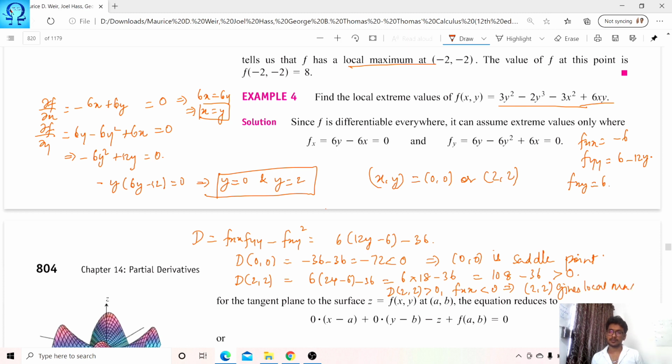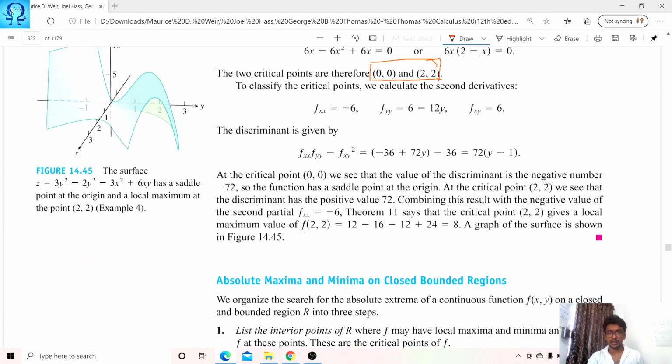local maximum, and the local maximum value is f of (2,2), which is 3 multiplied with 4, that is 12, minus 2 cube is 8, 8 with 2 is 16, and this is 4, 4 with 3 is 12, and plus this is 2 times 2 is 4, 4 times 6 is 24. So 12 and 12 get cancelled. 24 minus 16 is going to be 8. So in this case also we are getting the maximum value as 8.